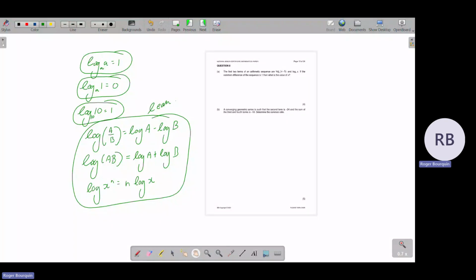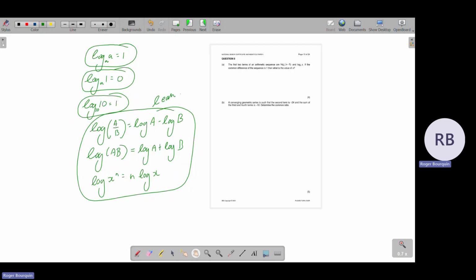Those two things are the same, it's equal to 1. Okay, log of 1 is 0 no matter what the base is. Log of 10 is 1. In other words, log 10 is equal to 1, because no base means base 10. Then the log laws: log A over B is log A minus log B. If the bases are the same, log AB is log A plus log B. Log x to the n is n log x.